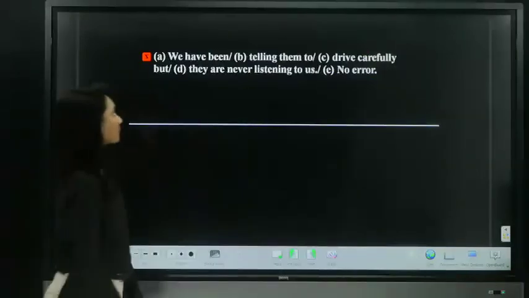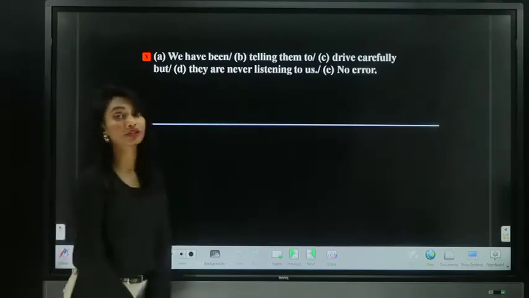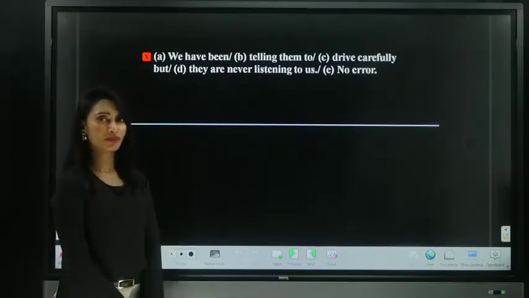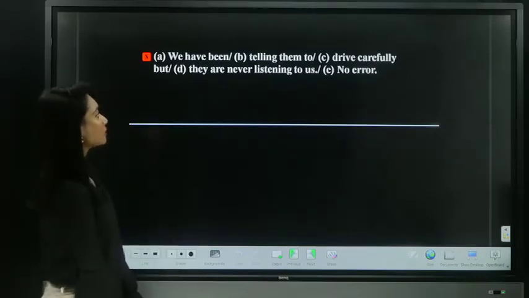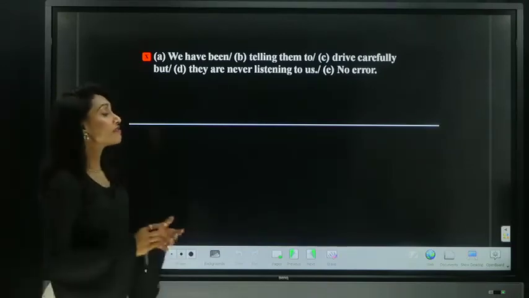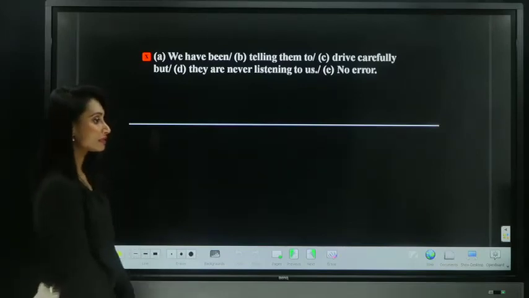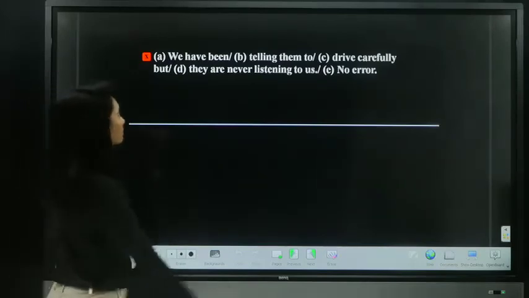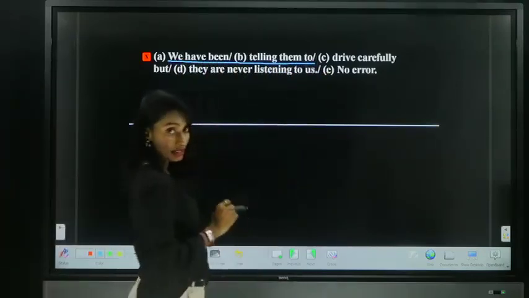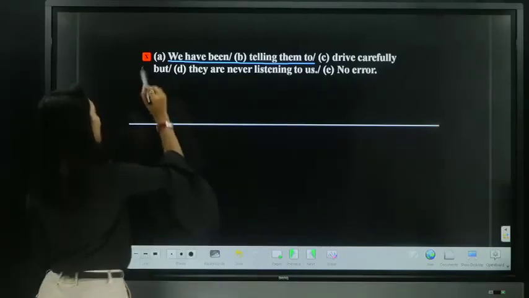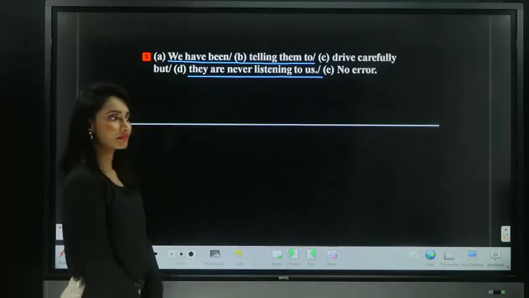Quick guys. We have been telling them to drive carefully, but they are never listening to us. I hope you have remembered this case which we have discussed previously. We have been telling them to drive carefully, present perfect continuous, but they are never listening to us.